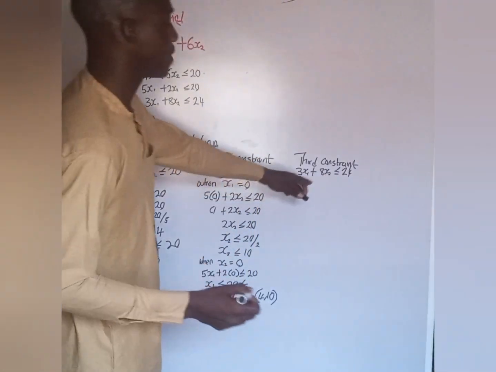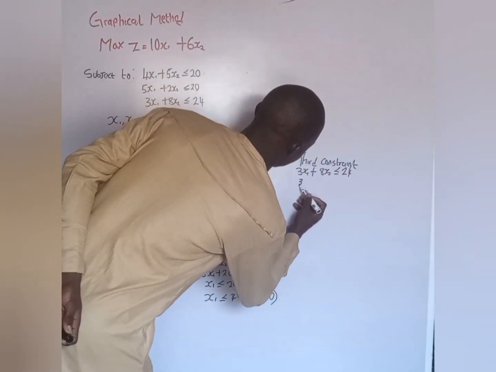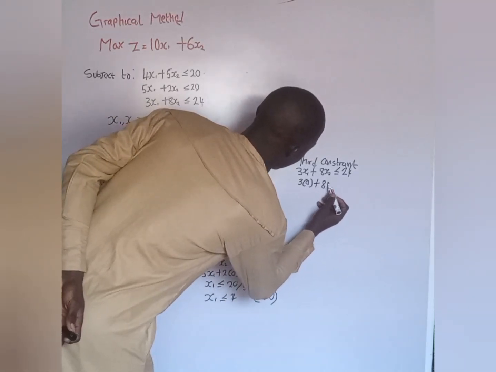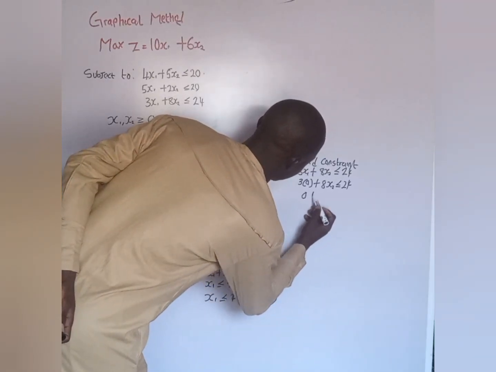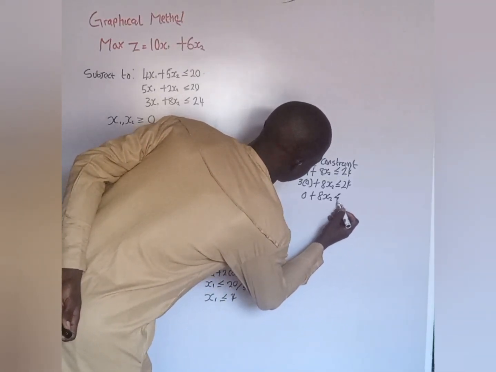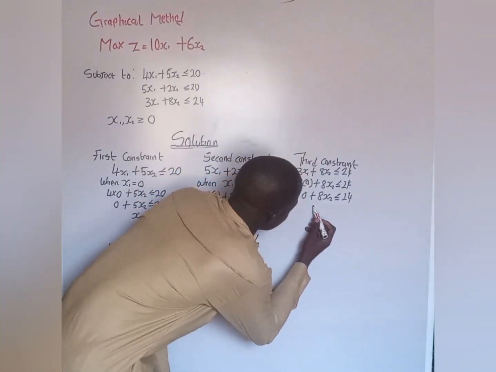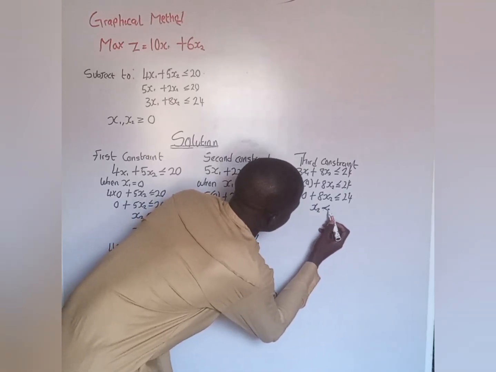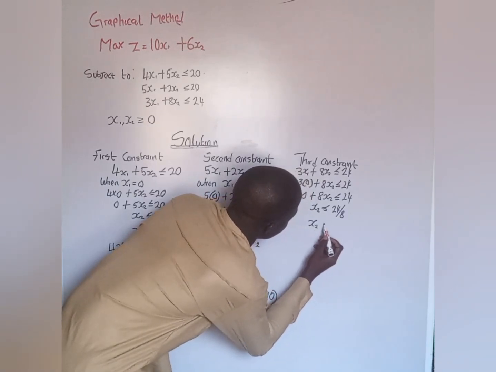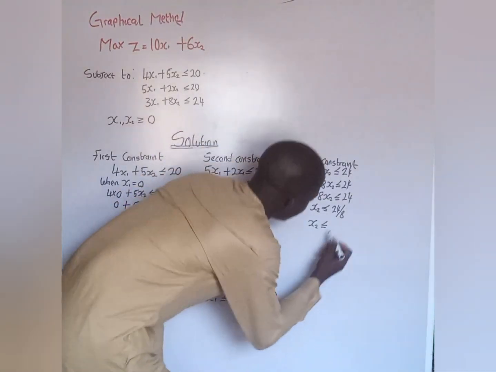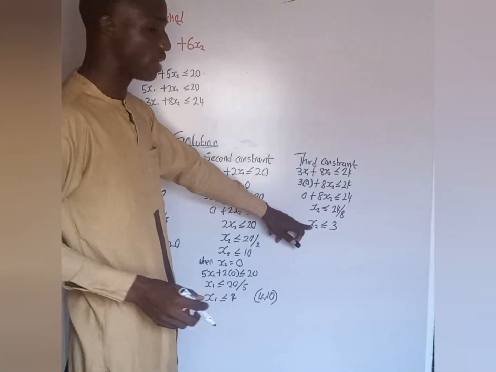So in order to get the value of x2, set x1 to be 0. You are going to be resulting into 3 times (0) plus 8x2 is less than or equal to 24. So we have 0 plus 8x2 is less than or equal to 24. Make x2 the subject of the relation: x2 is less than or equal to 24 over 8, so x2 is less than or equal to 3. So when x1 is 0, the value of x2 is 3.